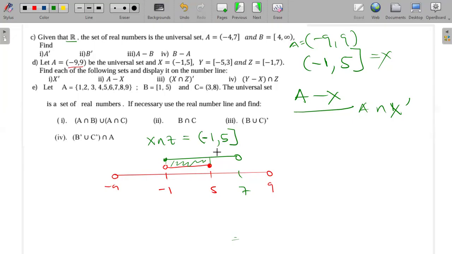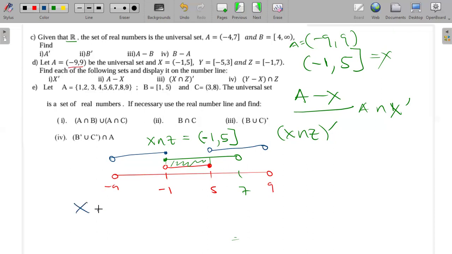Now, if this is the intersection, they're asking for the complement. The question is asking for X intersect Z complement. So everything that is outside this interval here, but is in the universal set. And what will that be? So everything outside here is going to be closed at -1, going all the way to -9, to be open there. Since 5 is in the intersection, it won't be in the complement of the intersection, so it's going to be open at 5. Then going all the way to 9 there.